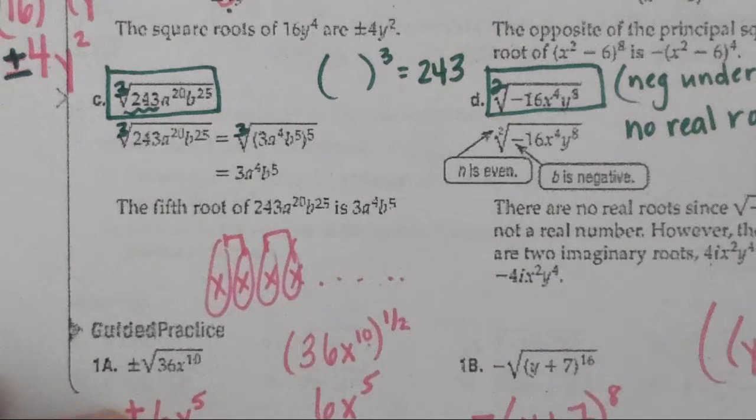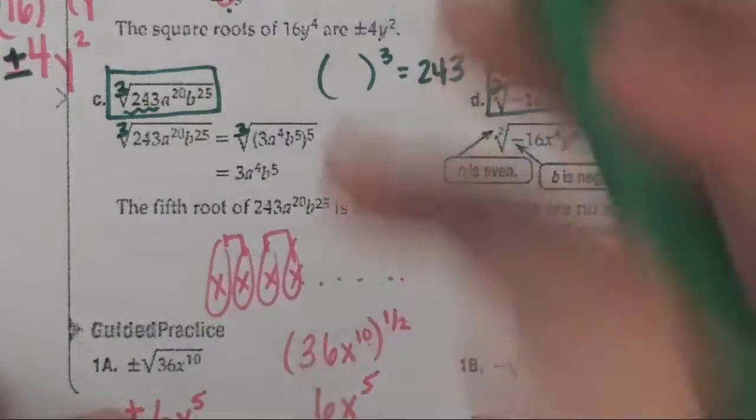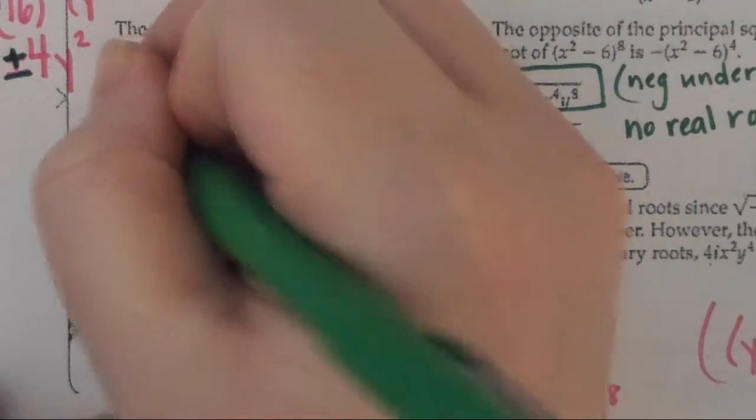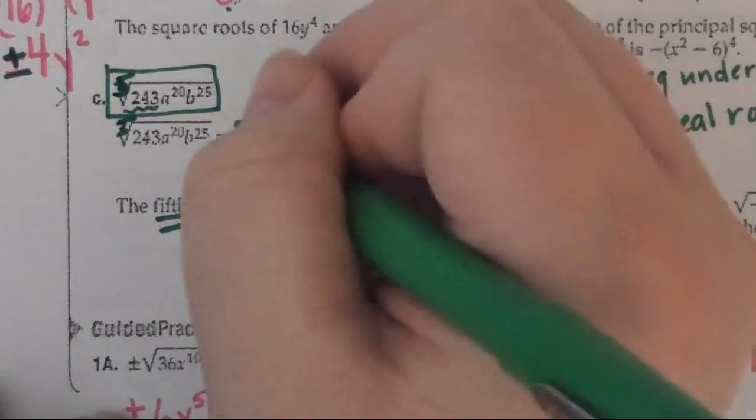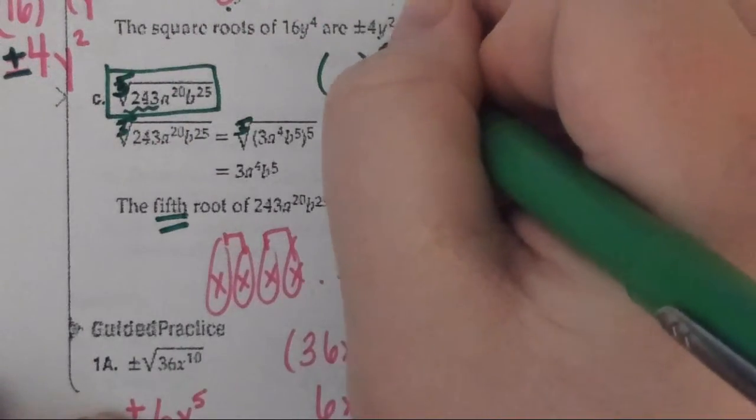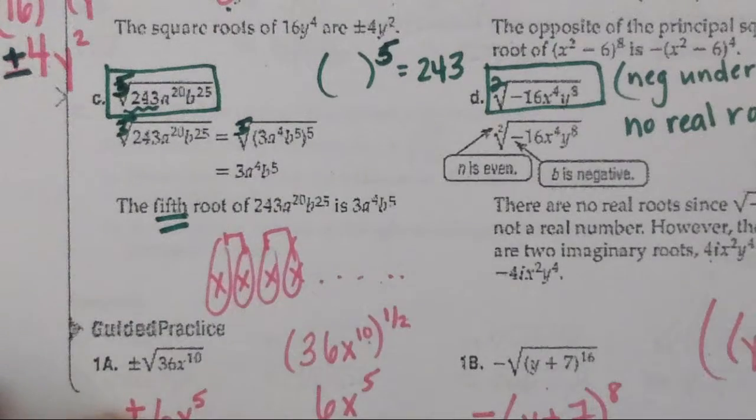And Miss Compton can't read, because that's not supposed to be a 3. That's supposed to be a 5. Darn it. Yes, because it says the 5th root. Darn you, tiny numbers. So change your 3's to 5's, and let's change our whole focus. It's something to the 5th is 243.